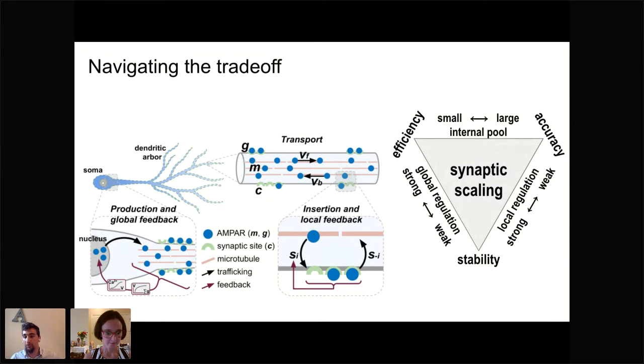But these trade-offs we presume are fundamental for any ambiguous cargo that has to be regulated in this way over these types of morphologies. Yeah, perfect. And then one last question. Does your model account for plasticity at one synapse, promoting plasticity at other nearby synapses?